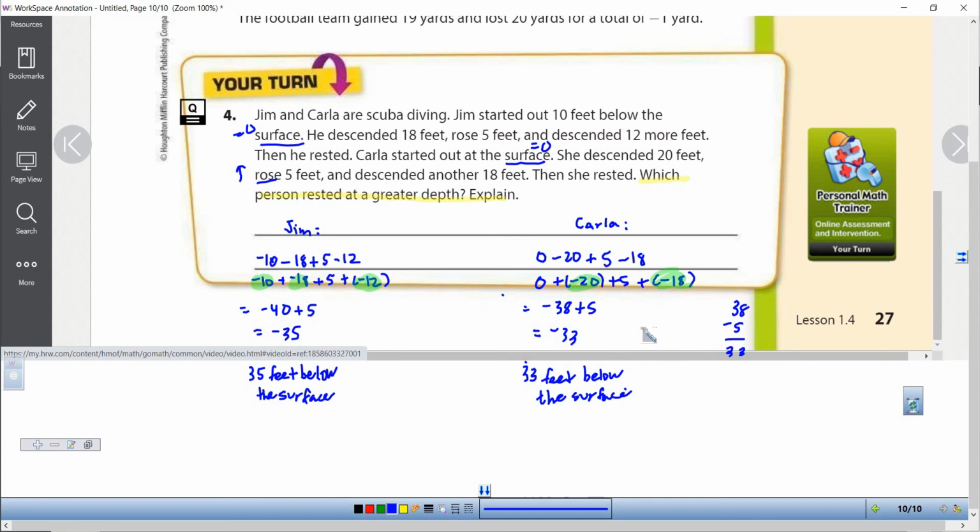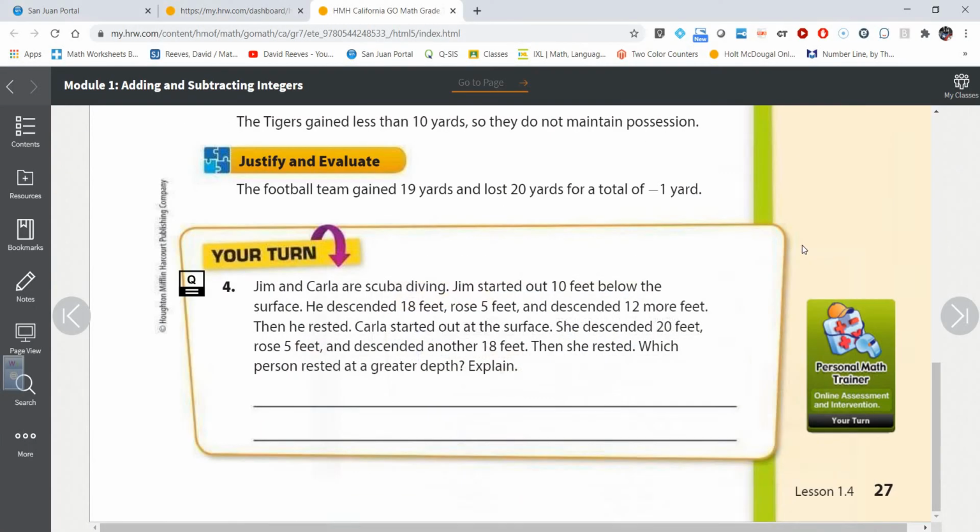Okay. All right, so what did they ask us in the question? The question says, which person rested at a greater depth? And the answer is Jim rested 2 feet below Carla. Okay? So Jim is at the greater depth. That is the answer that we were looking for. Okay, a lot of work on that one to get to the final answer.